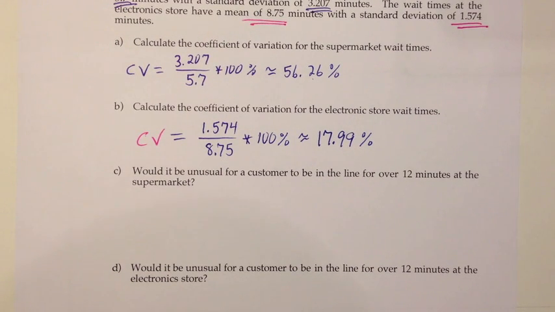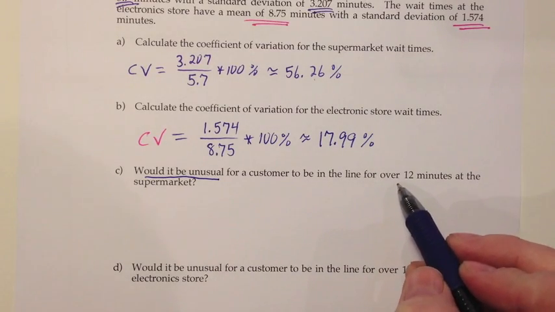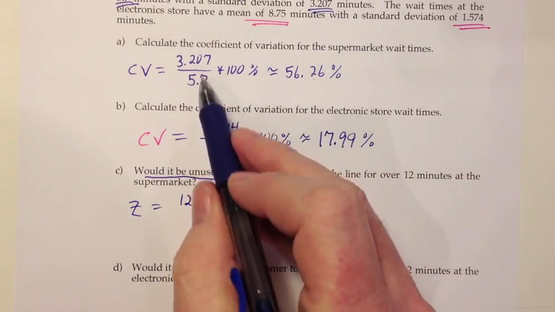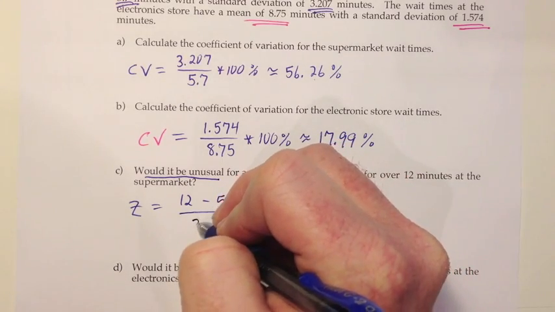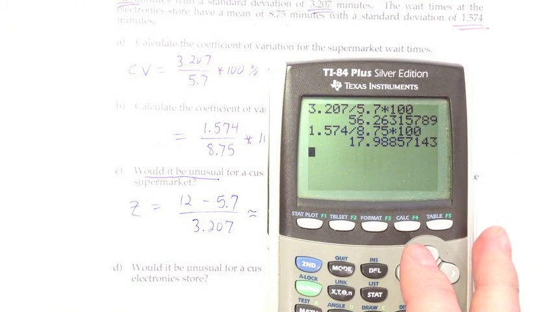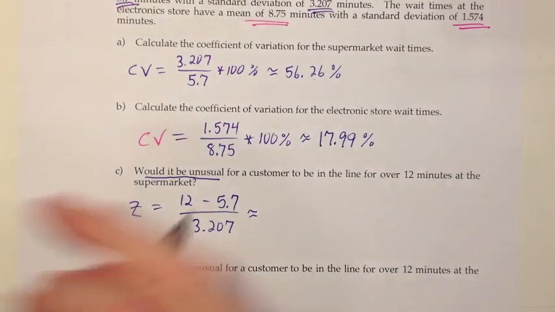Would it be unusual for a customer to be in line for over 12 minutes at the supermarket? That's actually going back to our previous section. They're asking us, would it be unusual? So I want to do a z-score for that. Over 12 minutes, I'll look at the borderline number of 12, and this is the supermarket, so we're going to use these numbers, subtracting the mean of 5.7 and dividing by the standard deviation of 3.207. So parentheses 12 minus 5.7 over 3.207, and we get 1.964 as our z-score.